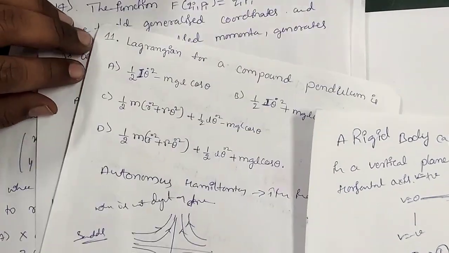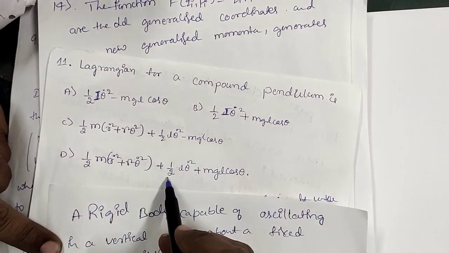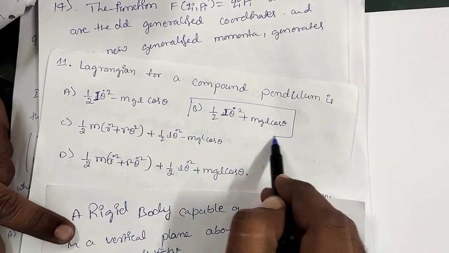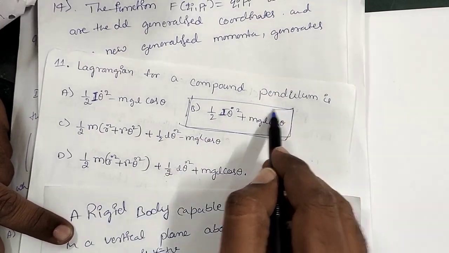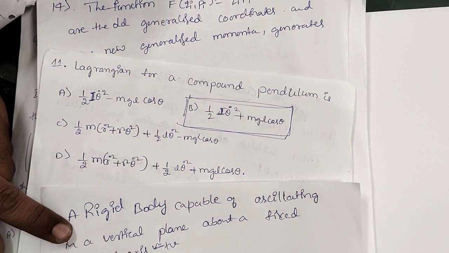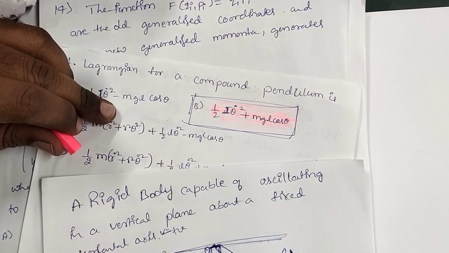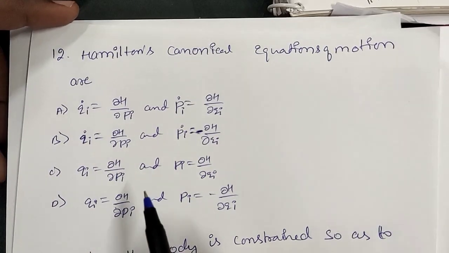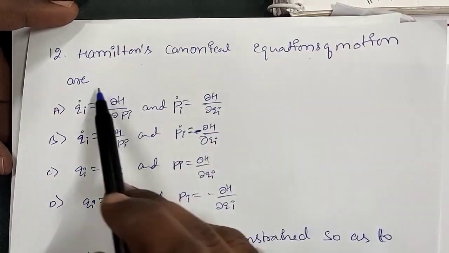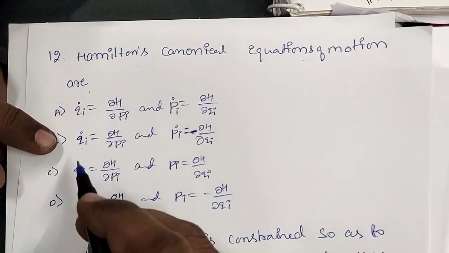So from the options A, B, C, D, option B is correct, right? Option B is correct: I theta dot square plus mgl cos theta. Next, question number 12. Hamilton's canonical equations of motion are... so option B is correct.